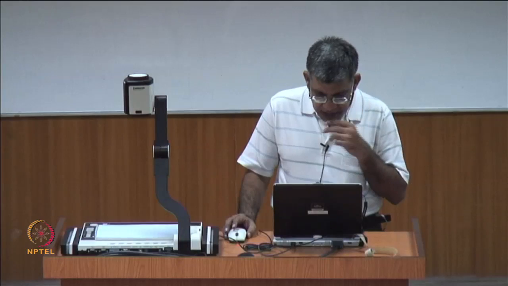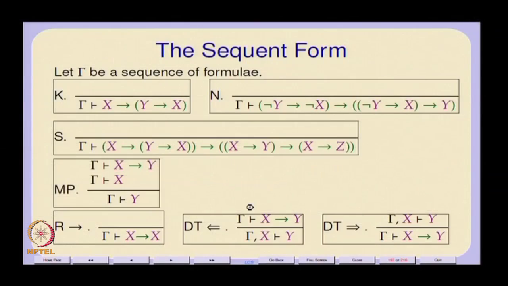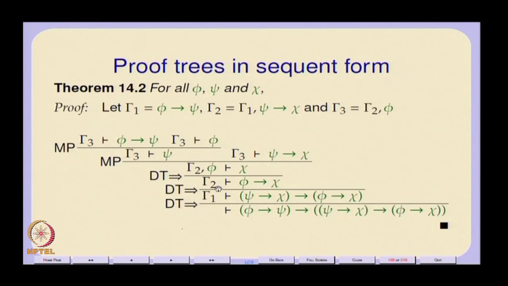So, these are the derived rules so far that we have got, and then the next thing of course is how our proofs are going to look. Our proofs in sequent form are going to look very much like they looked before, except that now the assumptions are going to be specified explicitly. So, here is the proof tree for the transitivity of arrow.